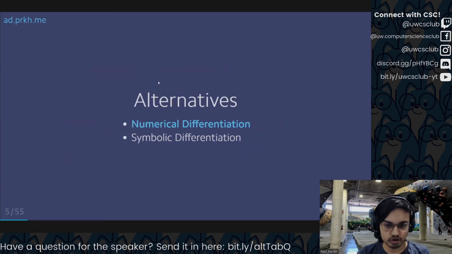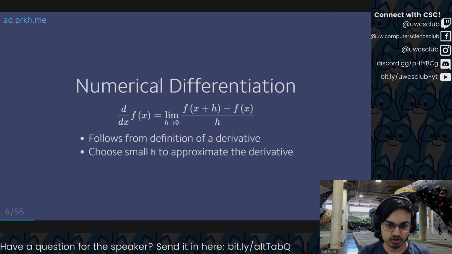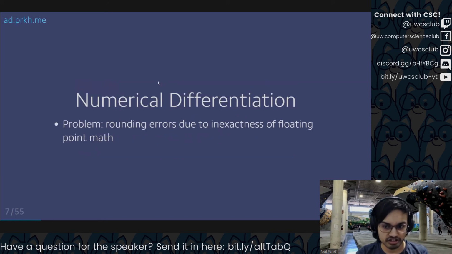There are 2 alternatives I want to talk about before I get into why this is the best one. The first one is numeric differentiation. This follows from the definition of the derivative from Calc 1. You take the function, add a small value, subtract the previous value and divide by that small value. You can take the limit as h goes to 0. If you want to compute this, you can't do h equals 0 because it's division by 0, so you pick a very small h. The problem is, you get a lot of rounding errors because of floating point math.